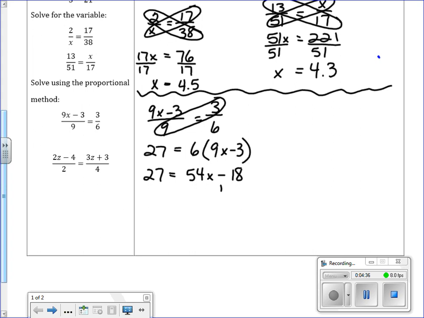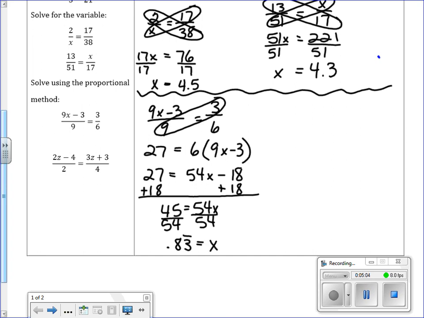I'm going to add my 18 to both sides. Addition property of equality. And I have 45 equaling 54x. Divide both sides by 54. And I end up with 0.8333, 3 repeating, equaling x.